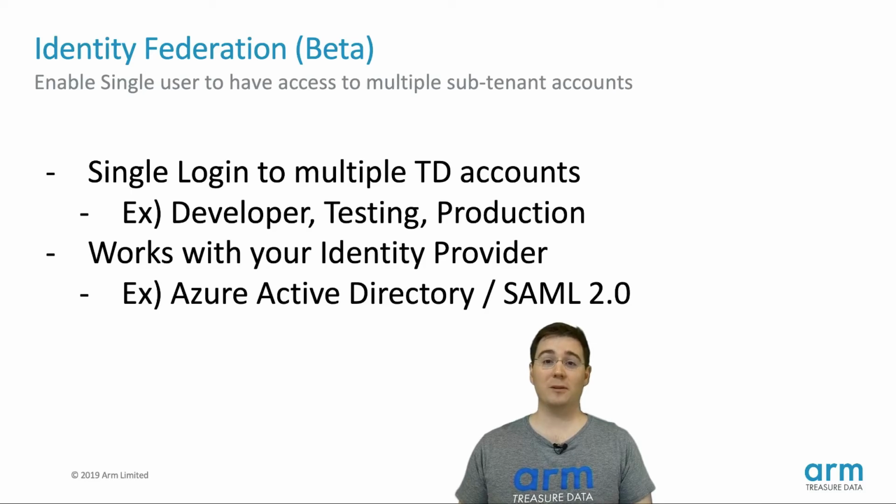We're also proud to announce that this month we have the Identity Federation service launching in beta. This allows you to use an identity authentication provider to provide access to multiple sub-Treasure Data accounts. Currently, we have an implementation using the Azure Active Directory with SAML 2.0, but it can work with any provider you choose to implement with.